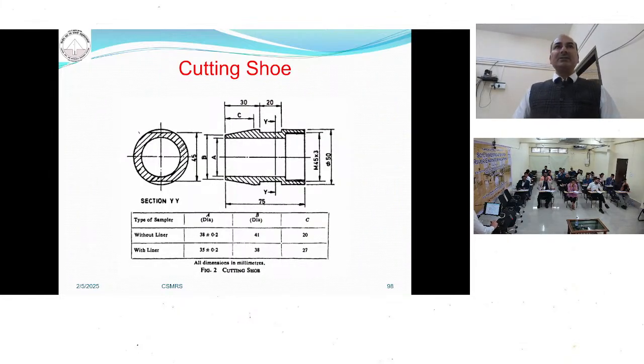So these are the dimensions. Normally the cutting shoe diameter is 38 mm. But if we are using it along with a liner, the diameter of this cutting shoe will be 35.